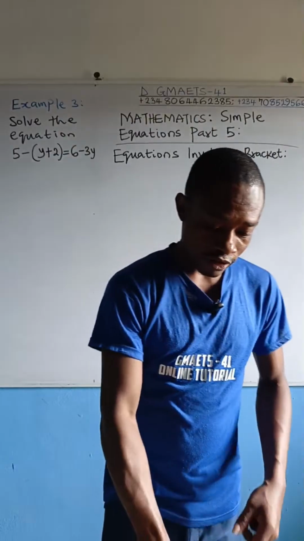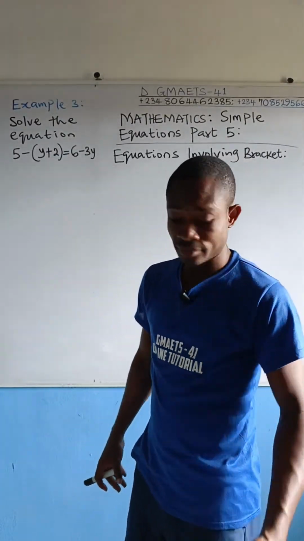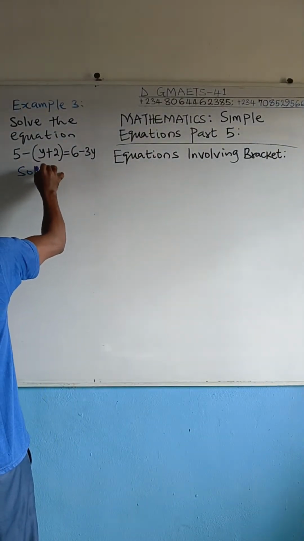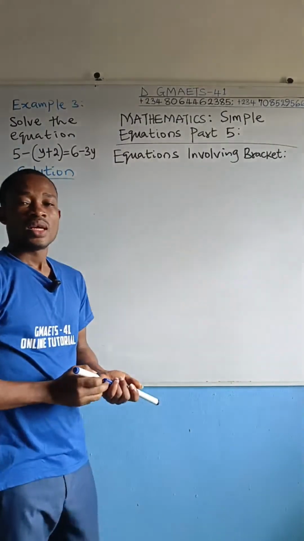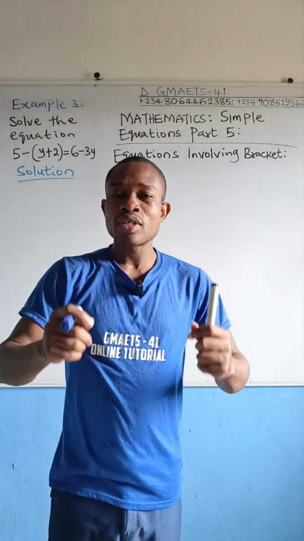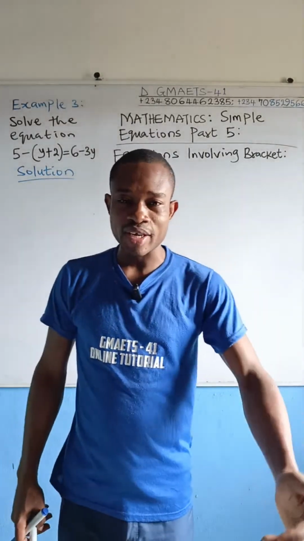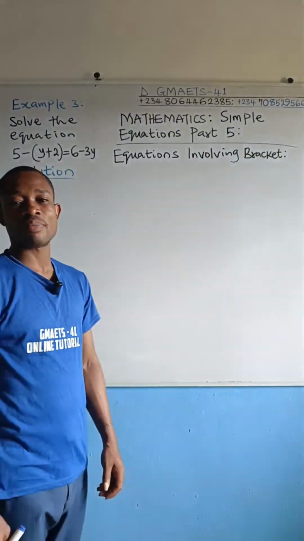All right, so the network is cool still for now. So let us see how we solve this particular question. It is still the same principle, the same procedure. The only thing is for you to always check the number that you are using to open the bracket, to remove the bracket. Is it a positive number or a negative number?